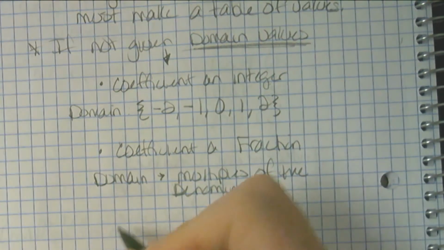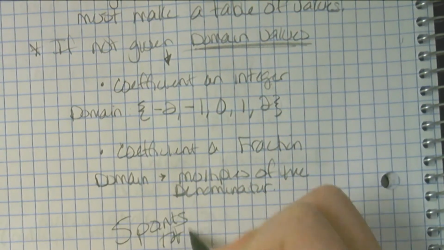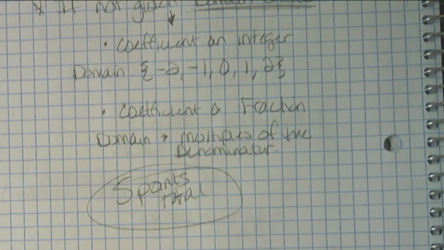All right, you need 5 points total. That's my rule, 5 points total. Because I want to know what's happening in the negative section and the positive sections of our graphs.